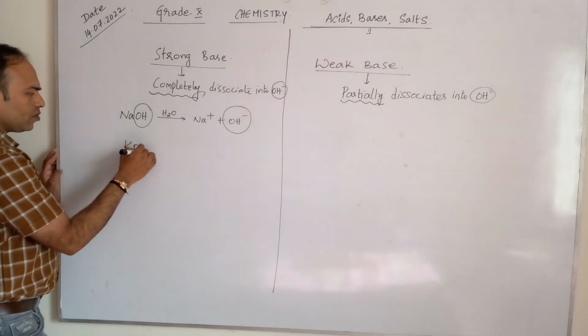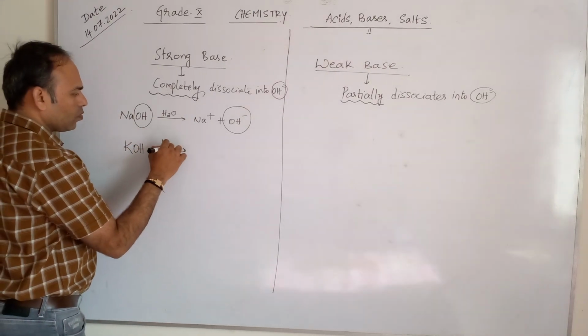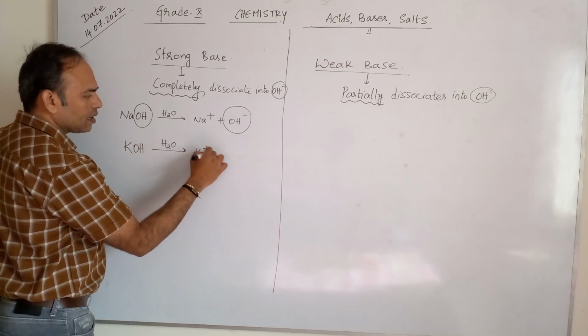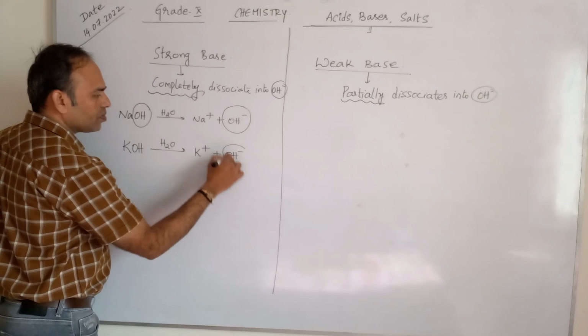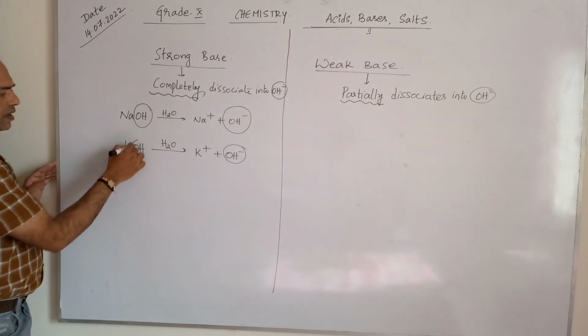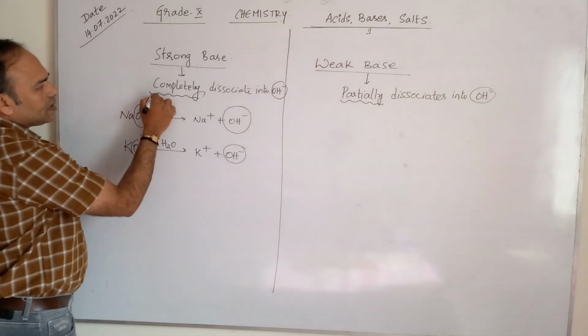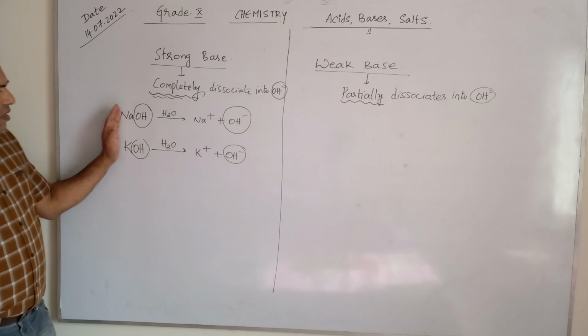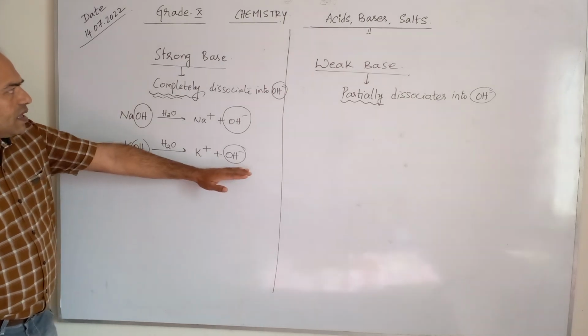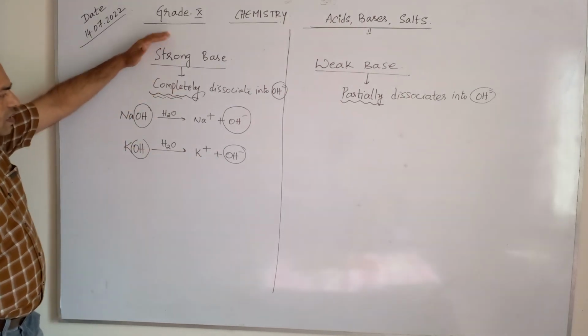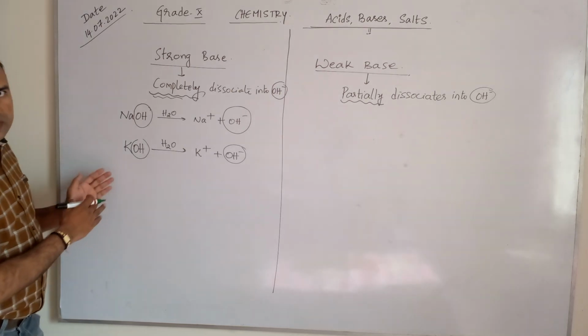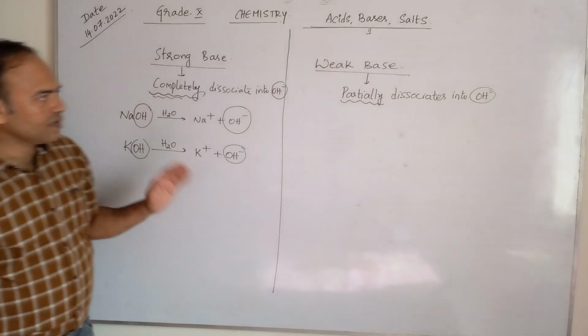Same way, KOH, in water gives K plus and OH minus. So likewise, what we can understand here is there is a complete dissociation in this base into hydroxyl ions, hence you call them a strong base. Some more examples are there, but I think this is enough.